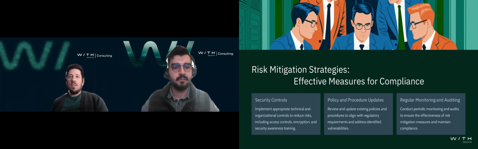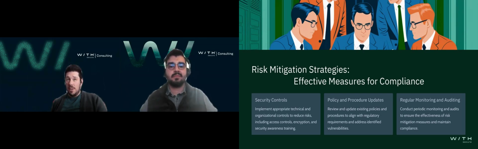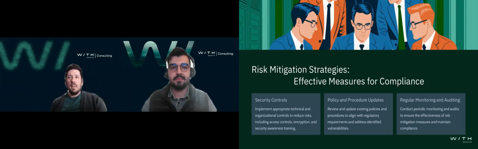Next, policy and procedure updates. Security isn't just about technology. It's also about processes and people. Policies must align with evolving regulations and industry best practices. This includes updating data privacy policies, refining incident response procedures, and ensuring that employees understand and adhere to security guidelines. A well-structured policy framework ensures that risk mitigation efforts are systematic and enforceable across the entire organization.